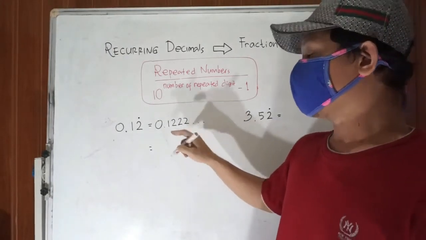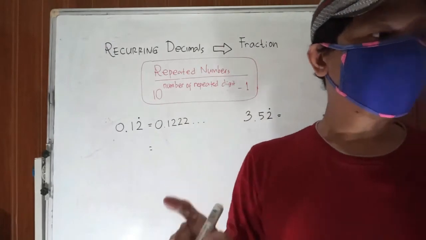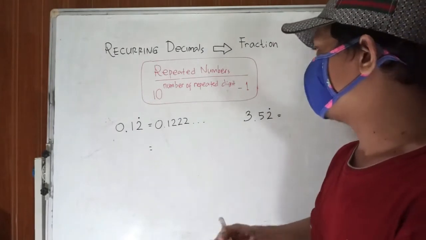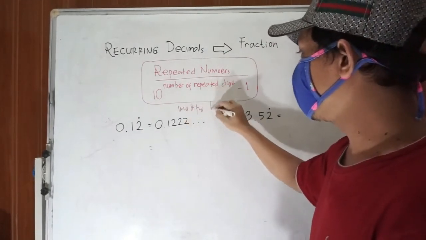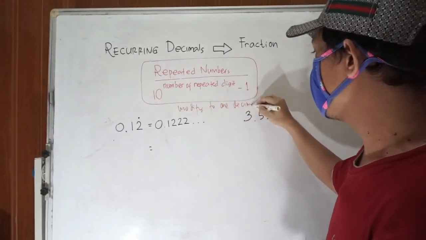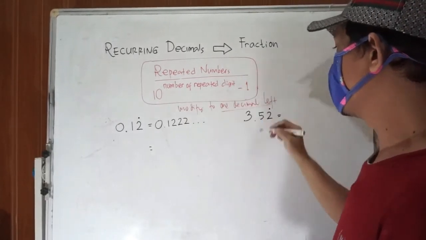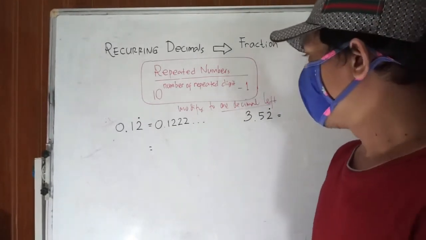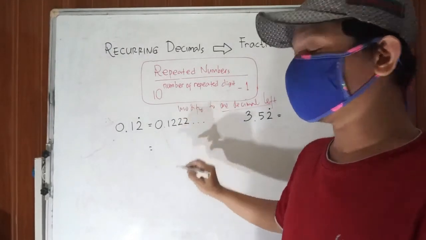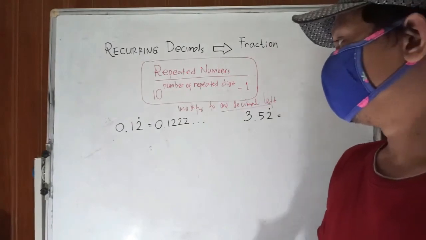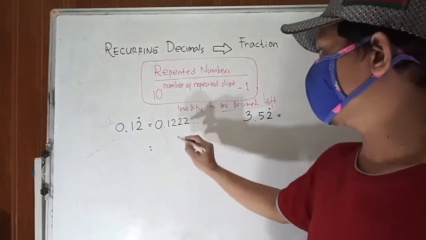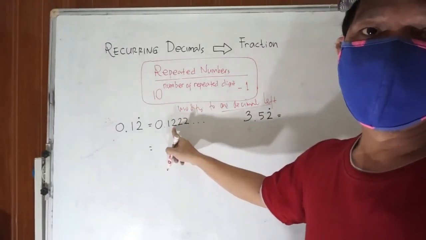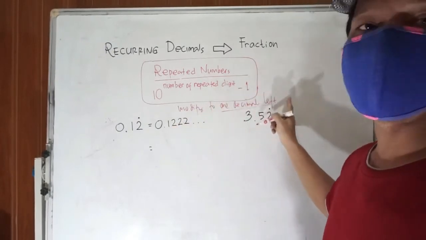Okay. So everyone, the key is please modify the repeated digits to one decimal left. The repeated digit must be at one decimal left. But the problem is 222 is not the first decimal place, but the second decimal place. The repeated digit lies on the second decimal place. You have to modify it to one decimal left.